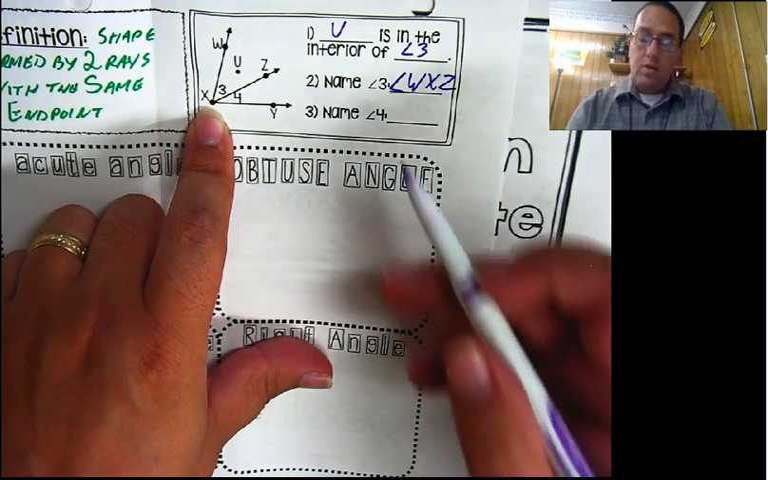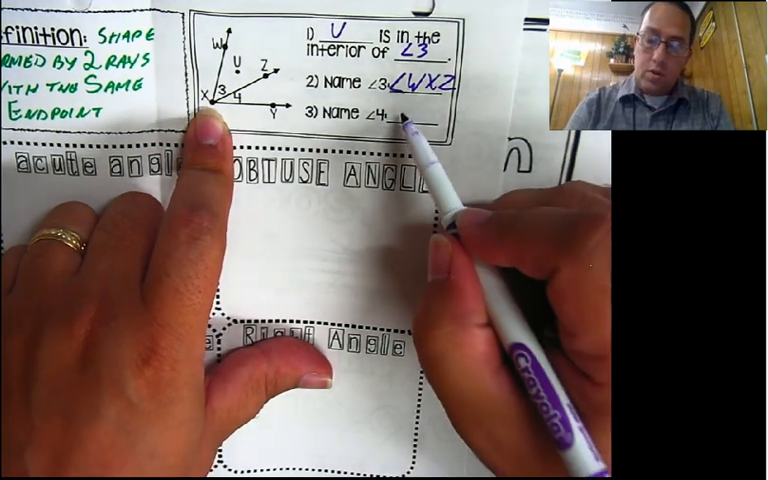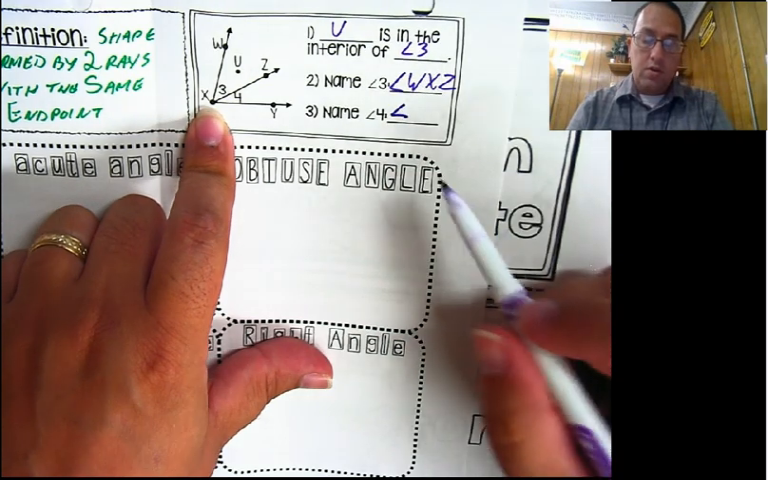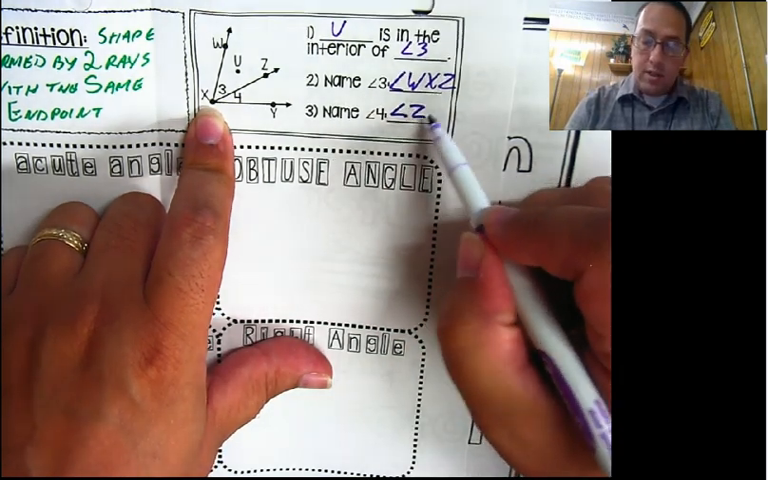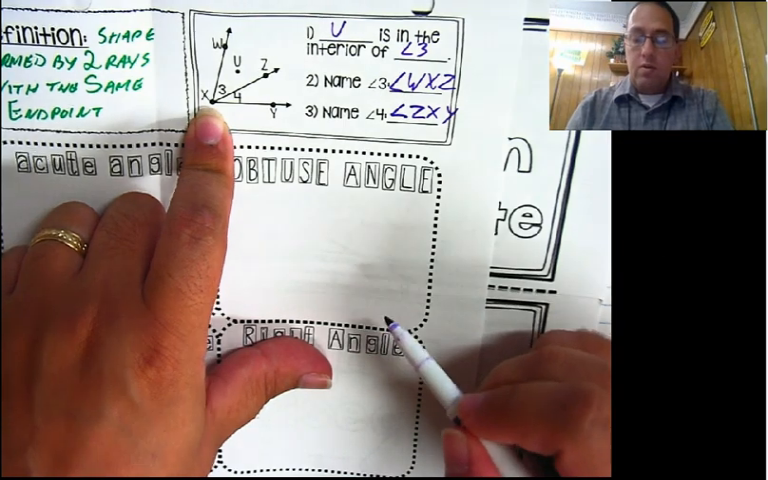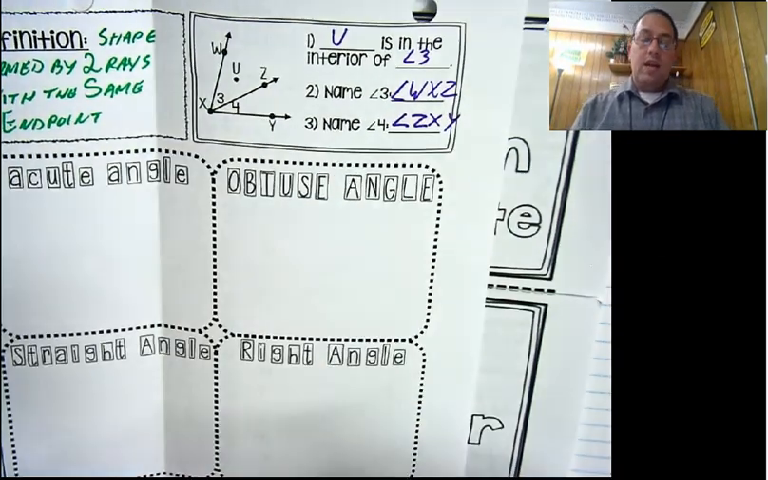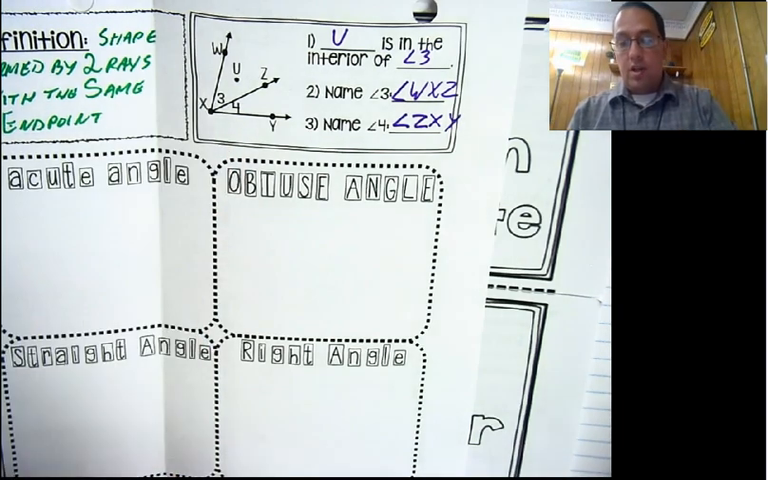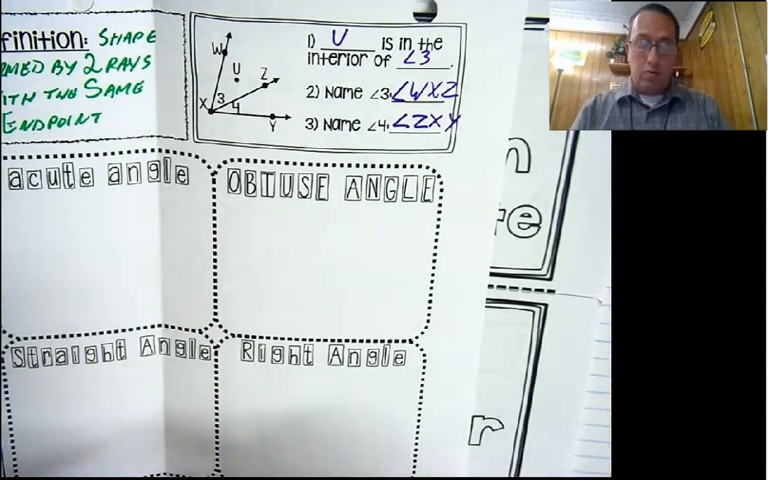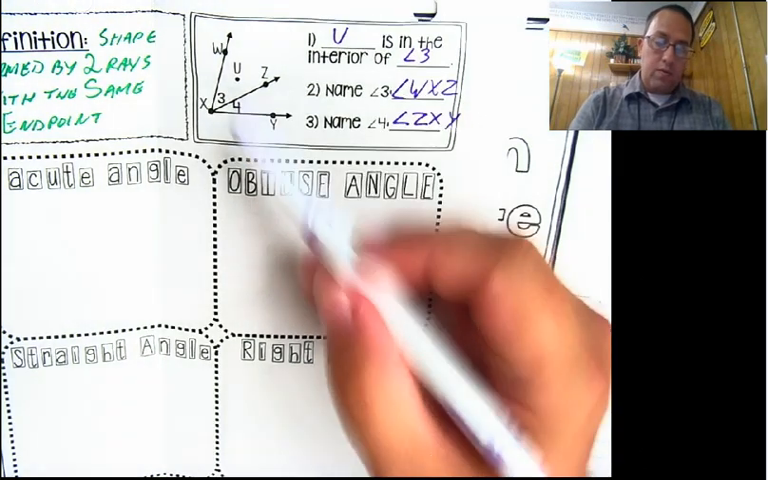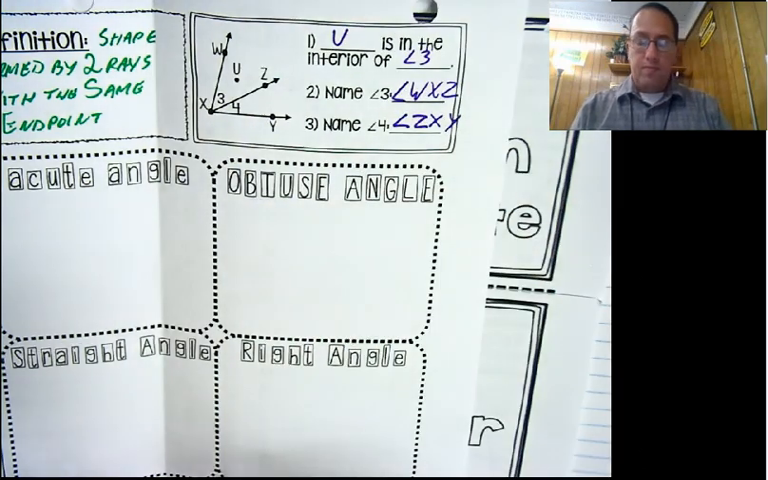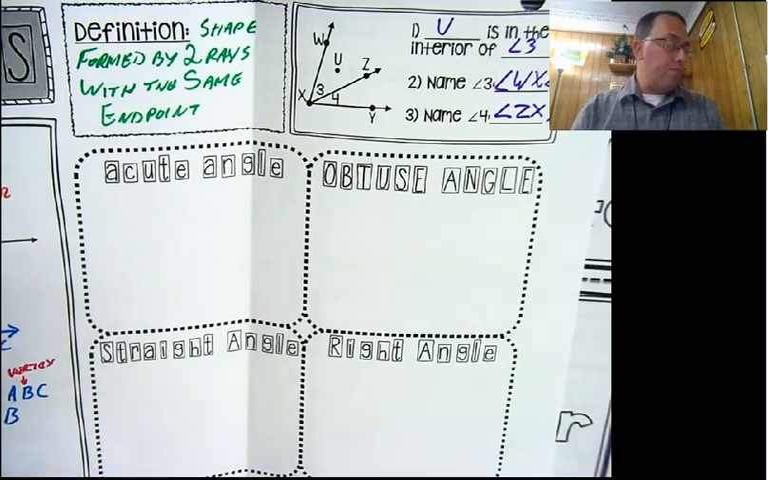So the name for angle 4, you could call it either angle ZXY, or angle YXZ. That would be fine. You cannot call it angle Z because there is another angle Z there. There are actually 3 angles Z. We have 3, 4, and then angle WXY. So we have 3 angle Z's. Can't call it angle Z because there's more than one angle Z.